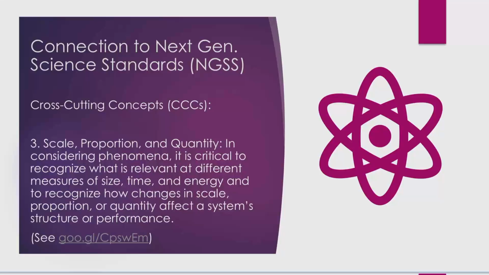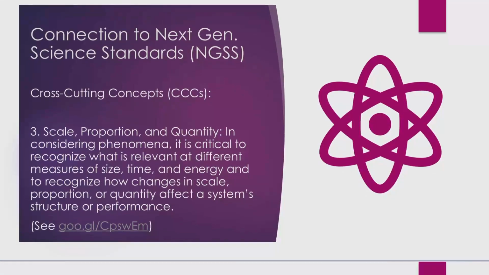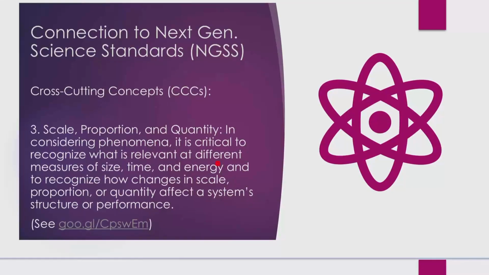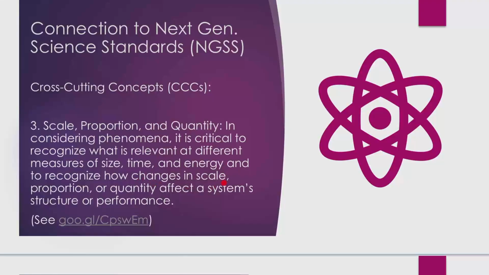Okay, so connections to the Next Generation Science Standards, the NGSS. We've got a cross-cutting concept that comes up that's related to measurement and numbers, and that's cross-cutting concept 3, scale, proportion, and quantity. In considering phenomena, things that happen, it is critical to recognize what is relevant at different measures of size, time, and energy, and to also recognize how changes in scale, so small things, big things, proportion, or quantity, the number of things, affect a system structure or performance.